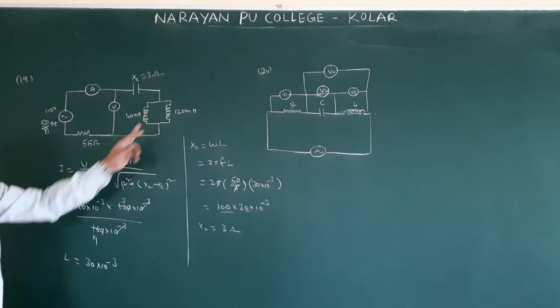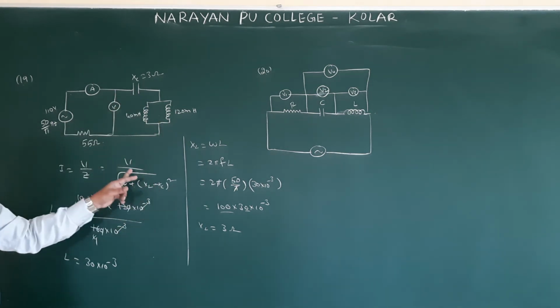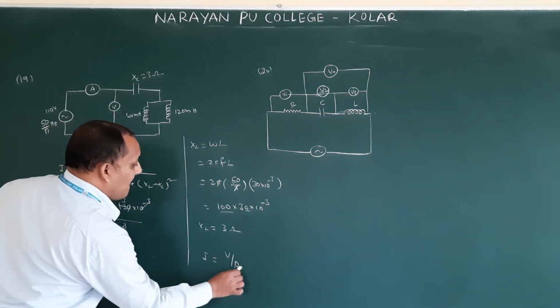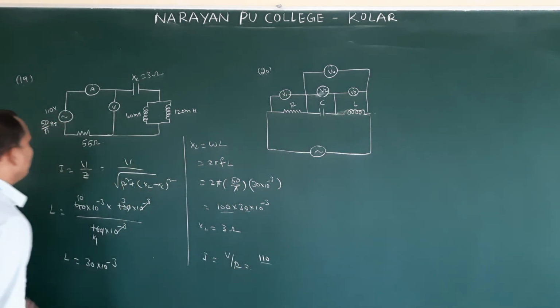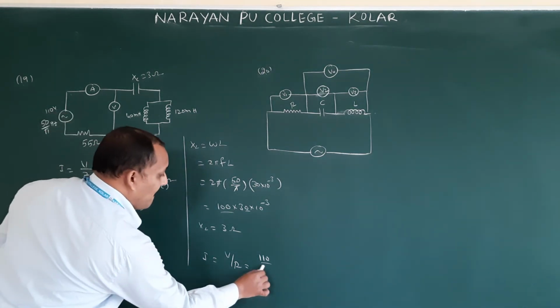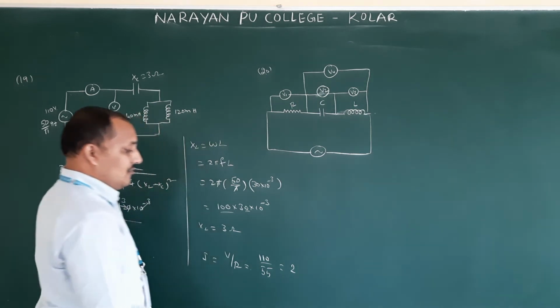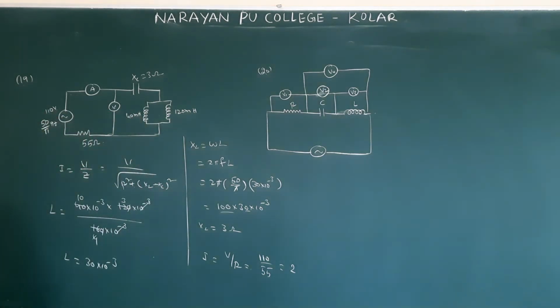XL and XC are both 3 ohms. Then this minus this is 0. Then V by root R square, that is V by R. And I is equal to V by R. V value is 110, R value is 55. So 2 times 55 is 110. Therefore, I value is 2 amperes. 2 amperes means option 2 is correct.